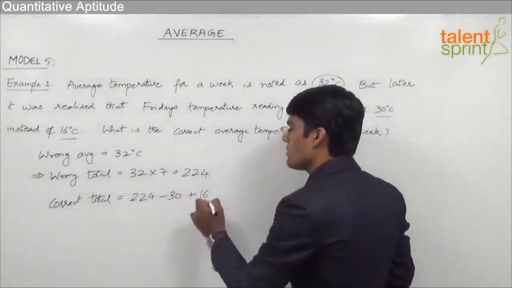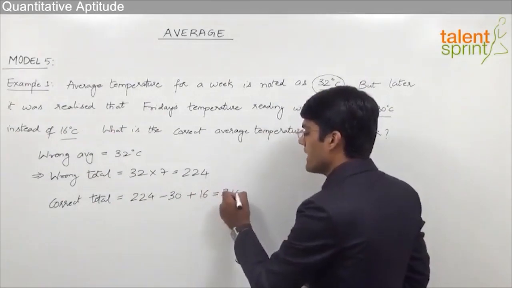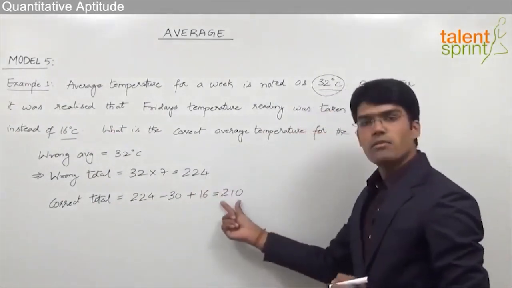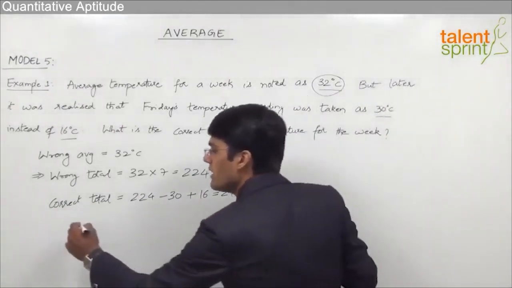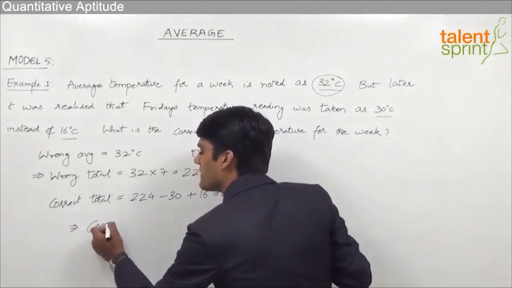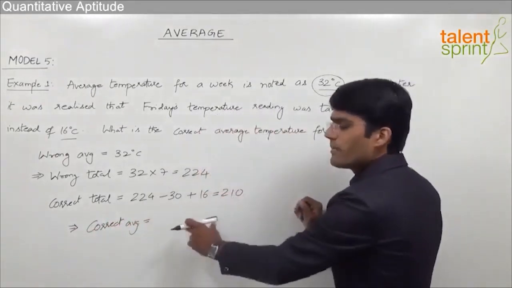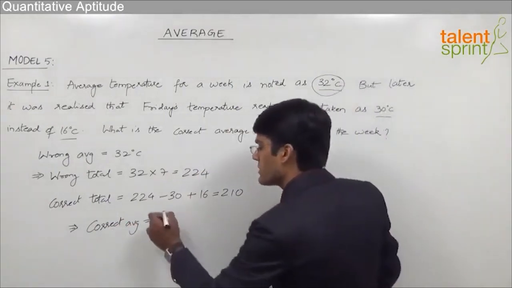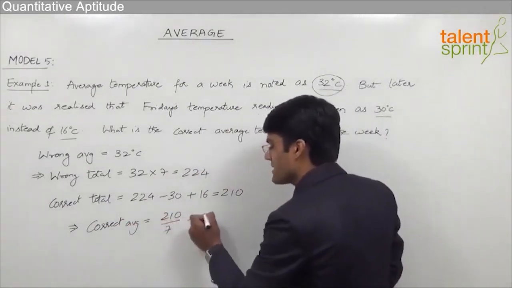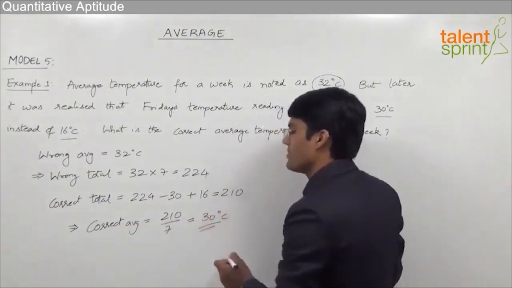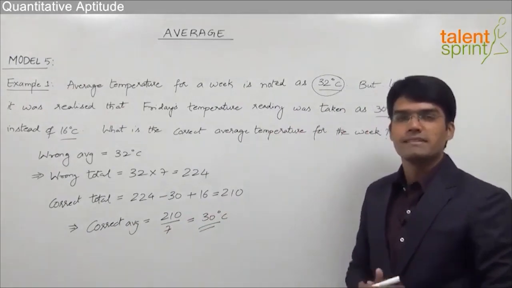So 224 minus 30 plus 16 will be equal to 210. That means the correct total for the whole week is equal to 210. And from this correct total, we can now say that the correct average should be equal to nothing but the correct total divided by the number of elements. So correct total is 210 divided by, we have 7 days in a week, so that is 30 degrees centigrade. So we can say that the correct average of the week should be equal to 30 degrees.